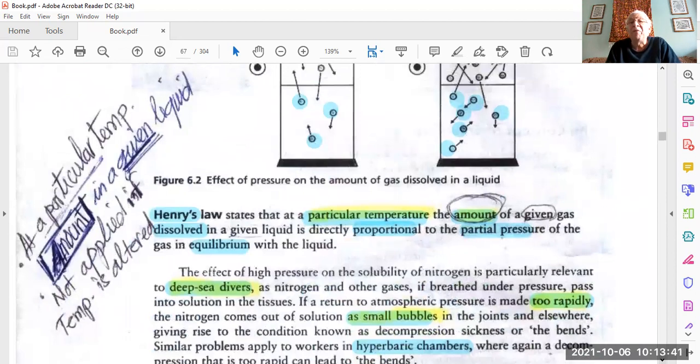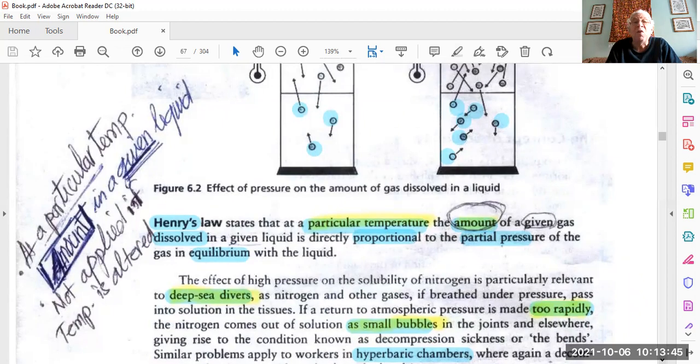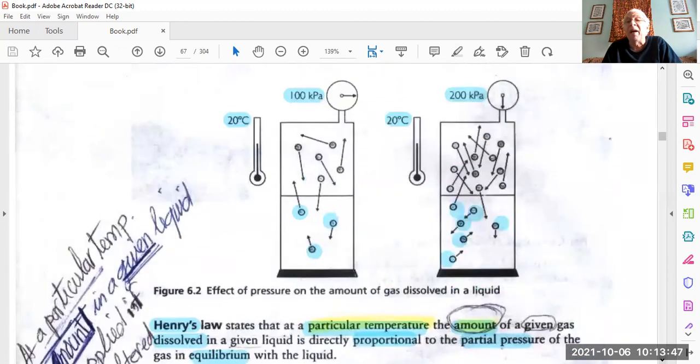Now we come to the factors affecting solubility, which are four. The first of them is Henry's law. As we can see from the figure, we have two cylinders. The two cylinders are at a temperature of 20, which is the ambient temperature. And suppose one of the cylinders has a pressure of 100 kilopascal, meaning atmospheric pressure, and the other one is 200 kilopascal, which is twice the atmospheric pressure.